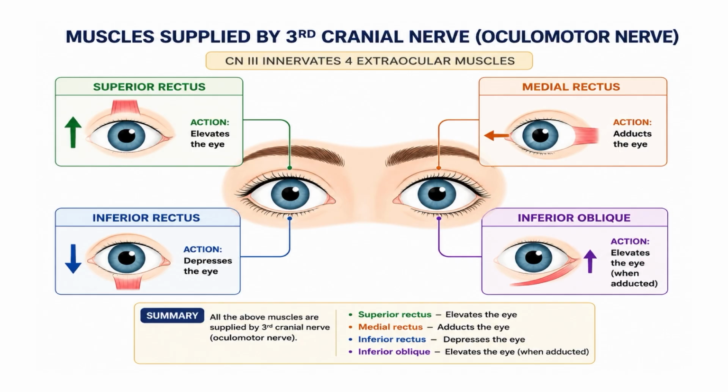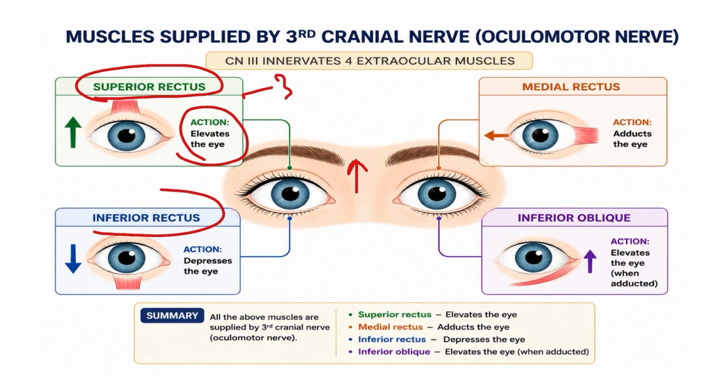Now when we examine the extraocular movements, before that we need to know what is the action. The action of superior rectus is elevation of the eye, that is the eyeball will move up. Since this is supplied by the third nerve, the eyeball cannot elevate. Inferior rectus, the action is depression of the eye. Again, this is lost in third nerve palsy.